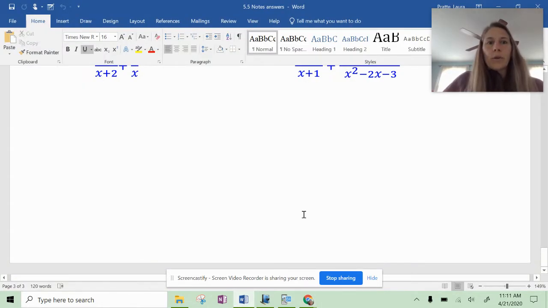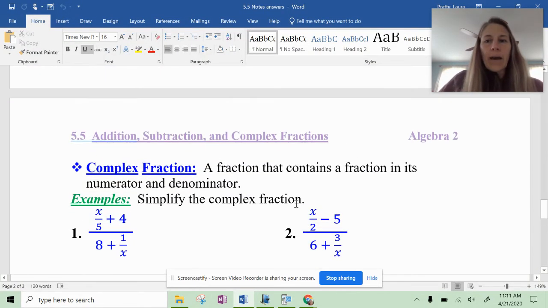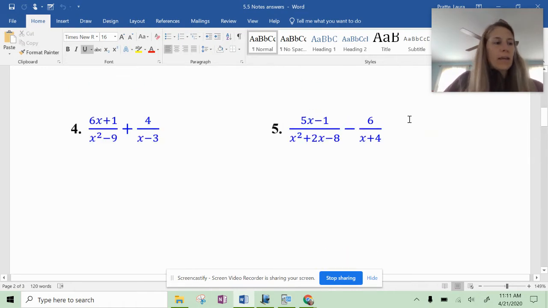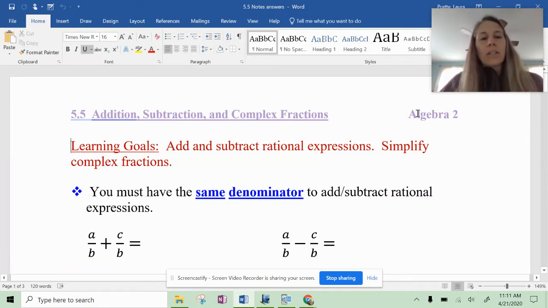Good morning, guys. So today we are moving on with chapter 5, and our lesson today is going to be on addition and subtraction of rational expressions and complex fractions.